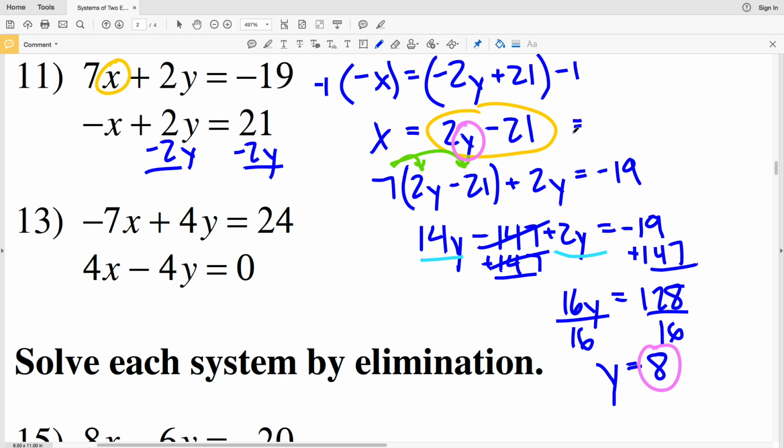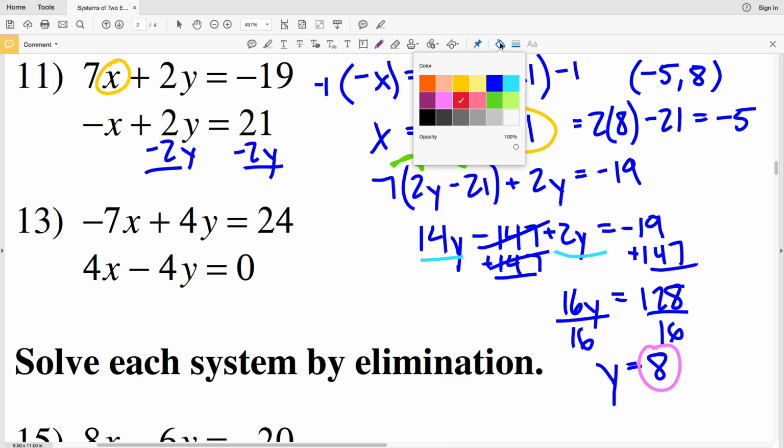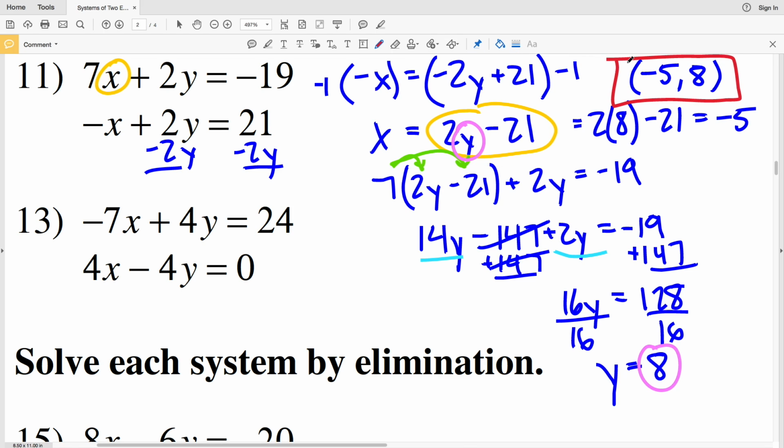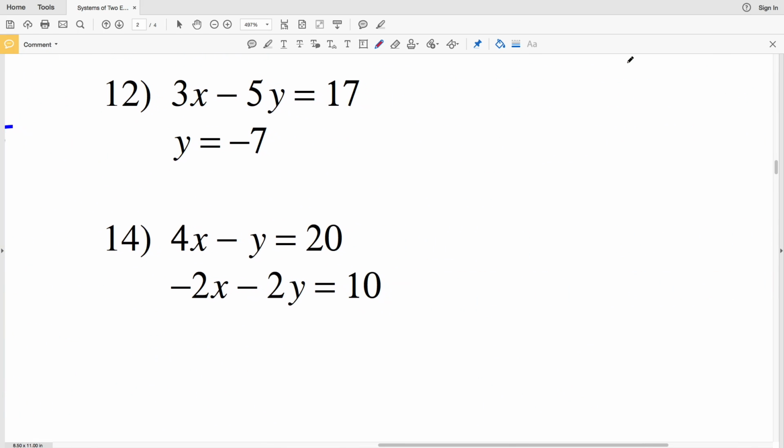So I will get that x equals 2 times 8 minus 21, which 2 times 8 is 16, and 16 minus 21 will give me a negative 5. So x is negative 5 and y is 8. So negative 5, 8 is my solution in number 11. Now on to number 12.